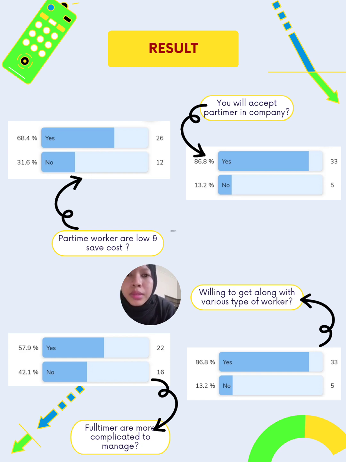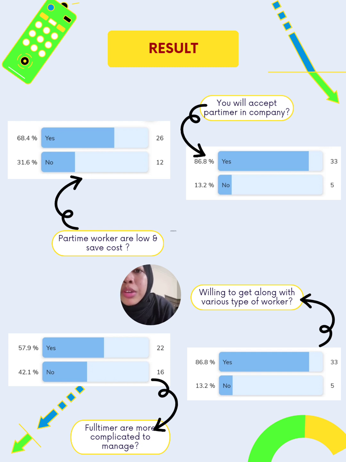And then last, for the yes and no question: are the employees willing to get along with various types of workers? Okay, from here we can see that all of the respondents state yes, they can get along with various types of workers. And also we can state that they accept part-time workers or freelancers in their company as manpower. So 38 respondents, which is all of them, 100%, are willing to get along with various types of workers if they are an employer.